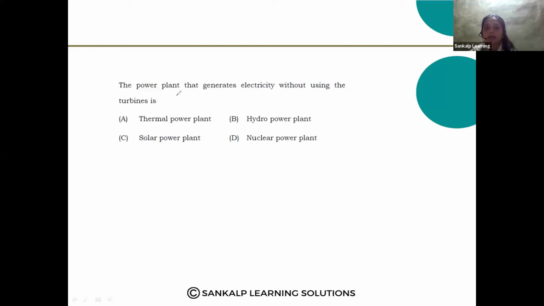The power plant that generates the electricity without using the turbine is. So this is related to the electricity chapter. Okay, so don't worry about that. Electricity and the magnetic field produced by the electric current are both related chapters, so I kept this question. The power plant that generates the electricity without using the turbine.